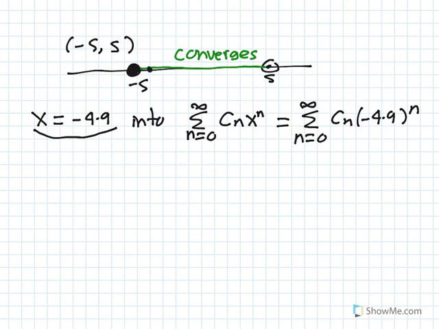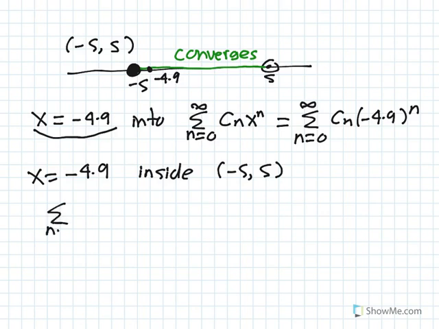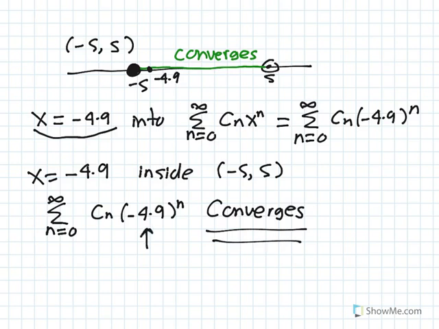Well, x equals negative 4.9 is inside this interval, right? So x equals negative 4.9 is inside the interval negative 5 to 5. For that reason, summation n equals 0 to infinity, c sub n times negative 4.9 to the power of n converges, because the value of x, which is negative 4.9, is inside the interval of convergence. We know that the power series converges in this interval when x is between negative 5 and 5.